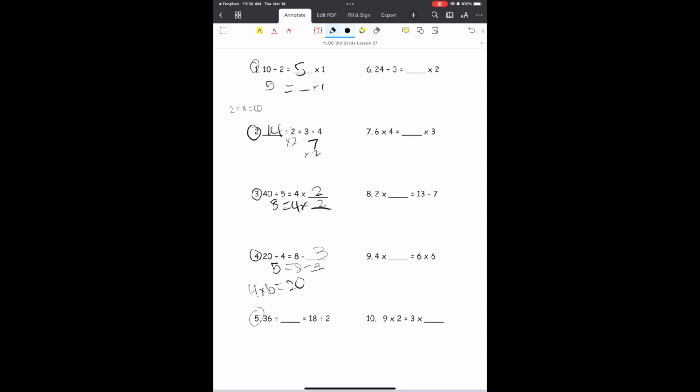Number 5, 36 divided by blank is equal to 18 divided by 2. Well, 18 divided by 2 is equal to 9. And then 36 divided by what would equal 9? Well, we know 36 divided by 4 would equal 9 because 9 times 4 is equal to 36.